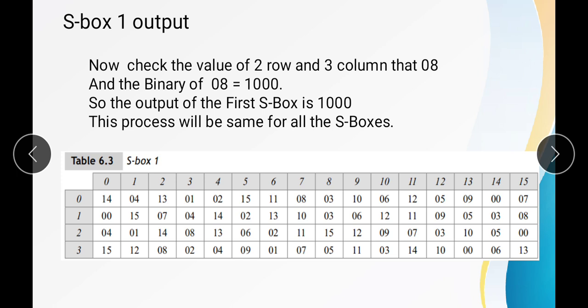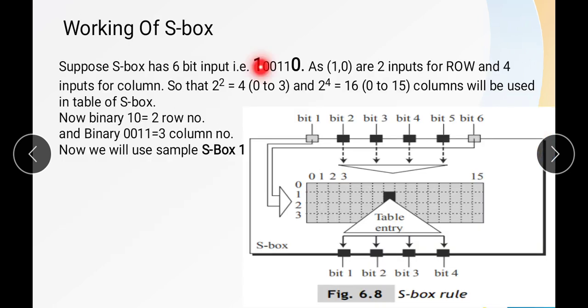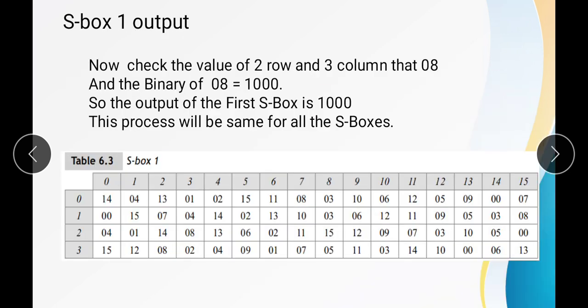Now this is the output of the first S box. We can see that we had an input 0 0 1 1 0 0, sorry, 6 bits as input, and now we get 1 0 0 0 as the output. So this is the output of the first S box.